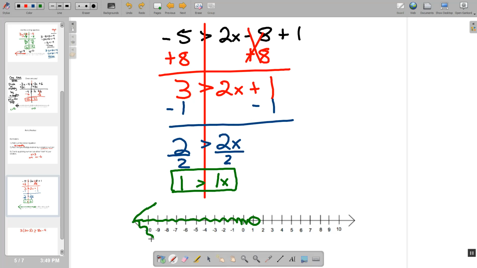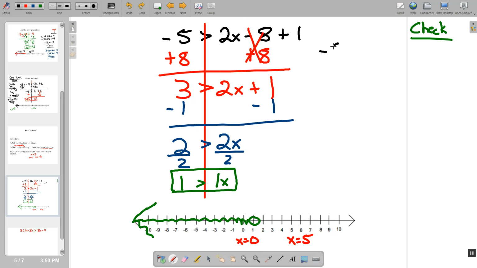And now I want to check my answer by picking a value over in this region and a value over in this region, and make sure this region gives me a true statement because it's the solution set, and this should give me a false statement. So I'm going to pick x equals 0 because I love picking a 0 on one side, and on this side I'm going to pick x equals 5.